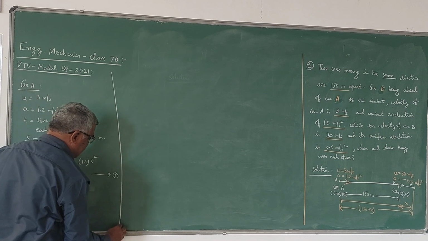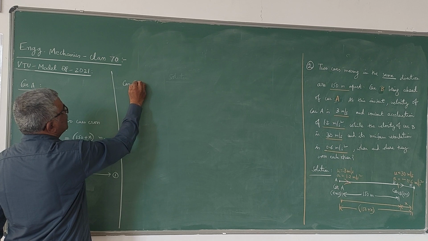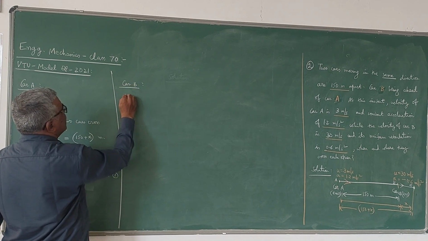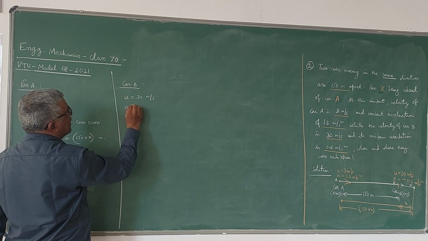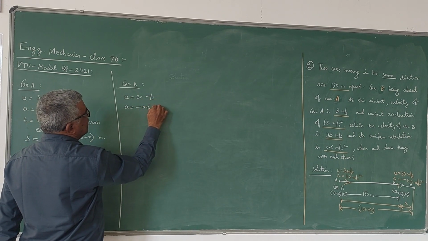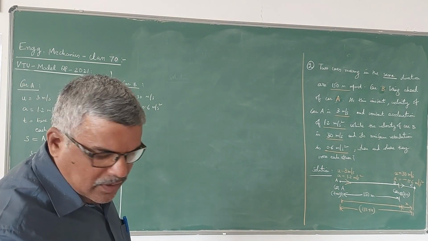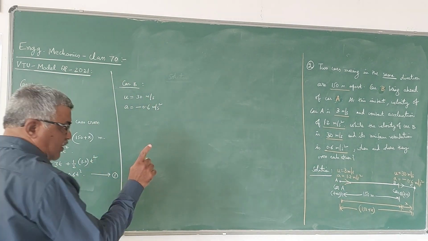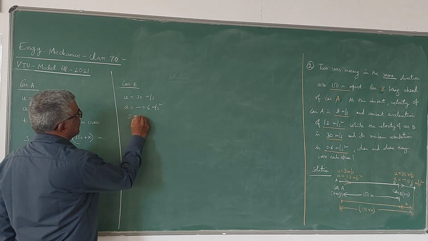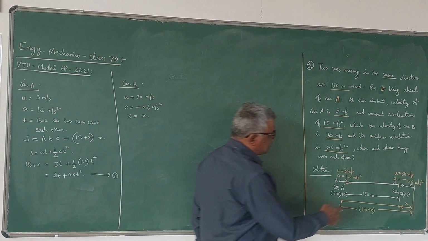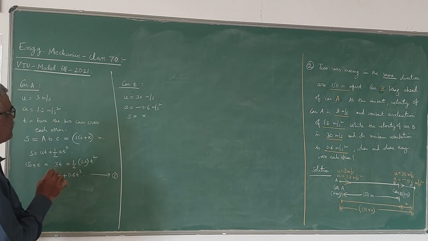Similarly, I will write the linear motion equation for car B. Here u is 30 meter per second, A is minus 0.6 meter per second square because it is retardation, it is not acceleration. The distance travelled by car B to cross car A is x here. S is equal to x, only this much distance it has travelled. And of course, time t is the same.